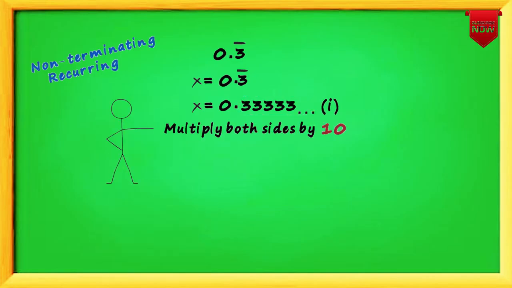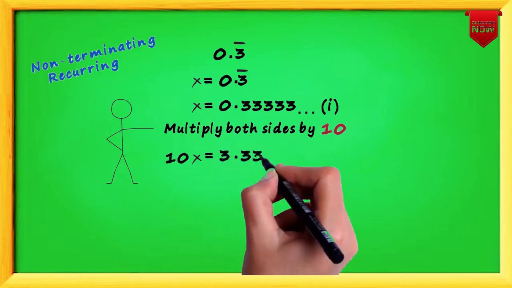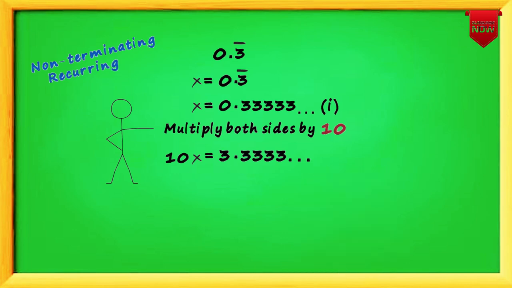We multiply both sides of this equation by 10. That gives us 10x equals 3.3333 and so on. Let this be our second equation. Now we have two equations with us. Can we eliminate this 3333? Think about it. How about we subtract this equation from this one?